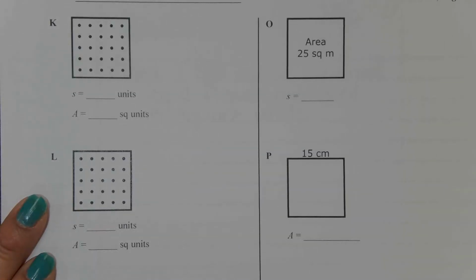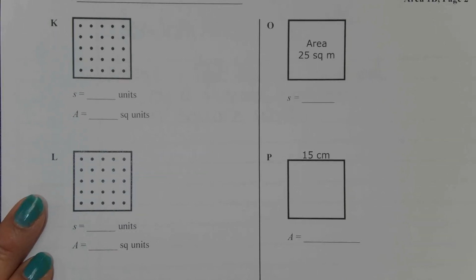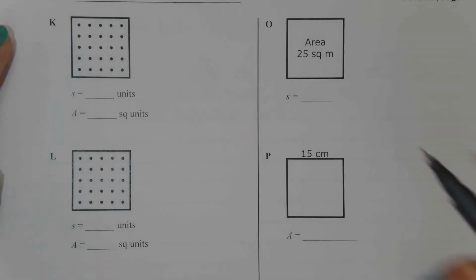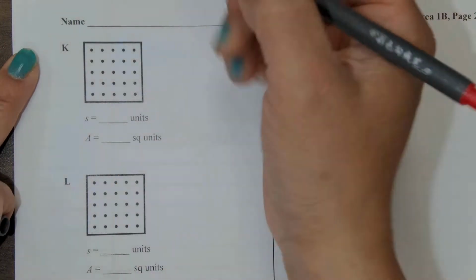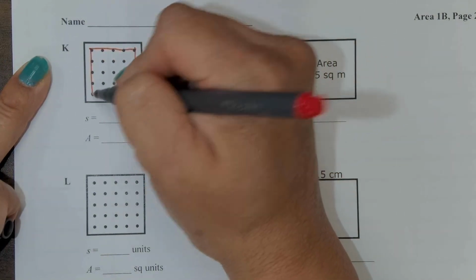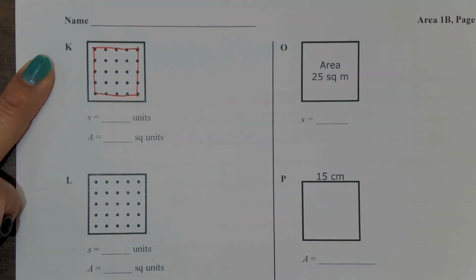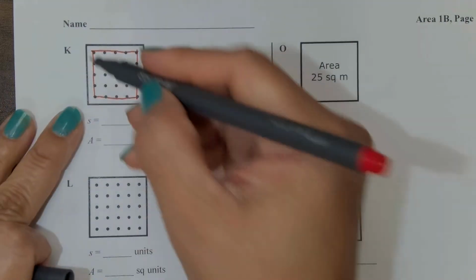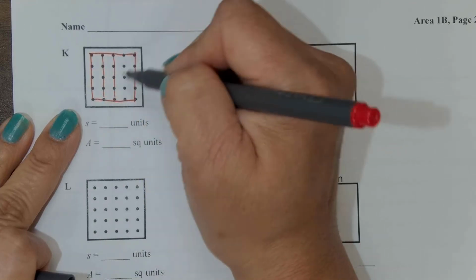Okay, so now we're going to find the area of a square. And again, area is the space covered by a figure measured in square units. So on your geoboards, on letter K, go ahead and draw this out. We're going to find the area of this model, and we're going to draw our square units inside of it.